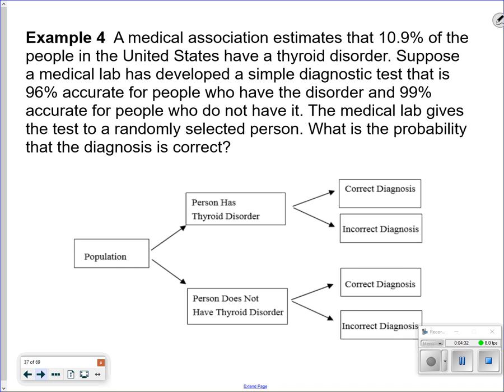A medical association estimates that 10.9% of the people in the United States have a thyroid disorder. Suppose a medical lab has developed a simple diagnostic test that is 96% accurate for those who have the disorder and 99% accurate for those who do not. If the medical lab gives the test to a randomly selected person, what is the probability that the diagnosis is correct? All right. So 10.9%, or 0.109, has the thyroid disorder, which means that 0.891 do not.